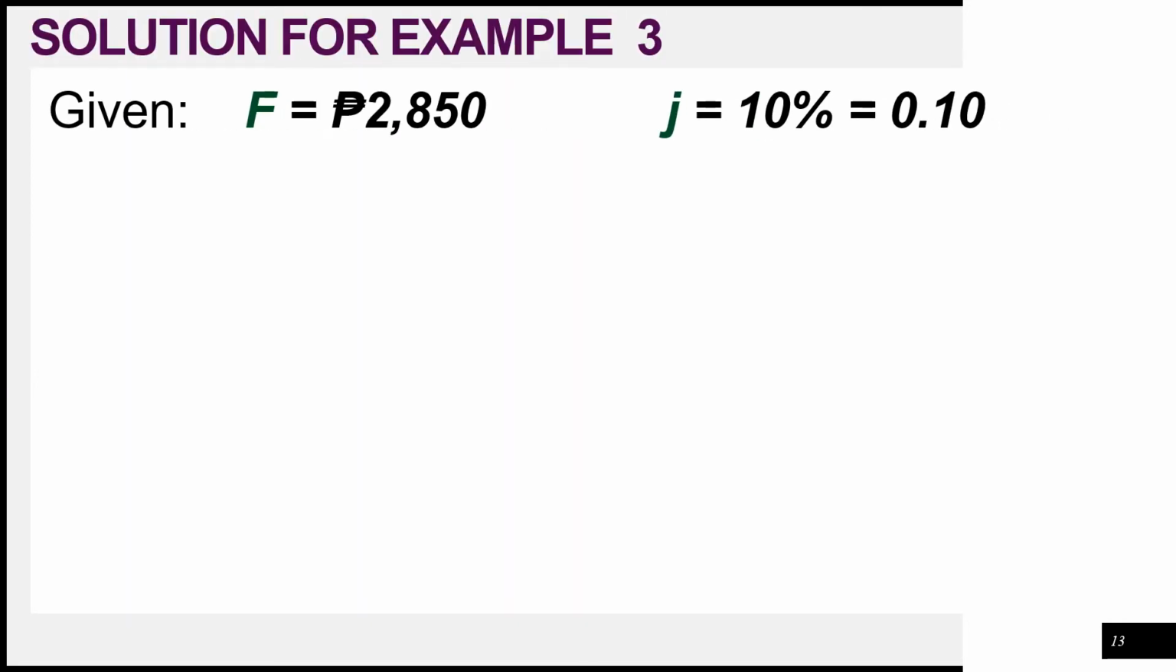Here's the solution for example number 3. We have the following given. Our F, or the future value, is 2,850 pesos. Our J, or the nominal rate, is 10% converted to 0.10. The term is 5 years. We have 5. And then our M is equal to 4 since it is quarterly.